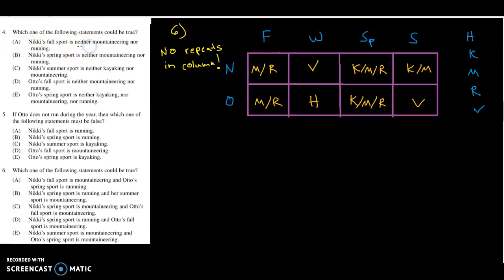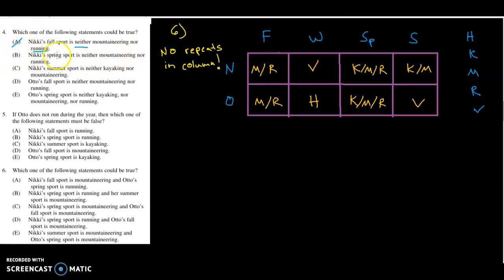So neither mountaineering nor running. All right. Well, is that possible? That she would be playing, in other words, something else besides mountaineering or running in the fall? Well, no. The only two options we have for N are either mountaineering or running, so that can't be true. There's no other thing that she could do.